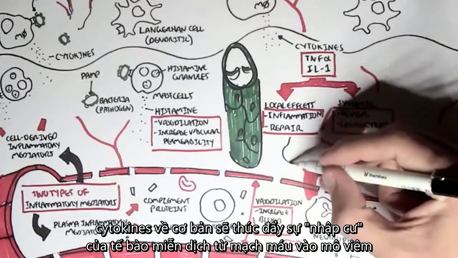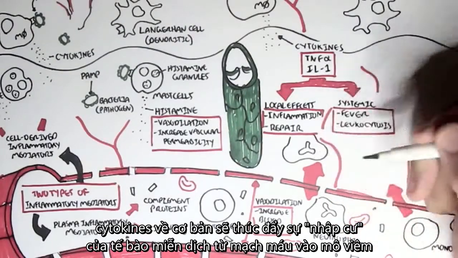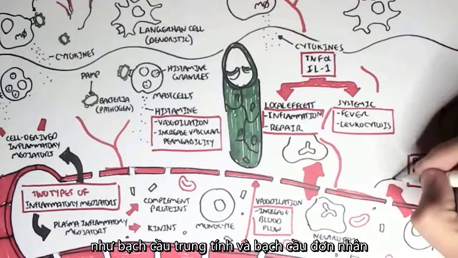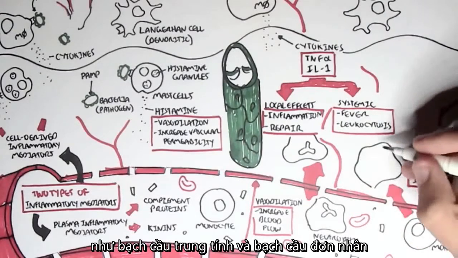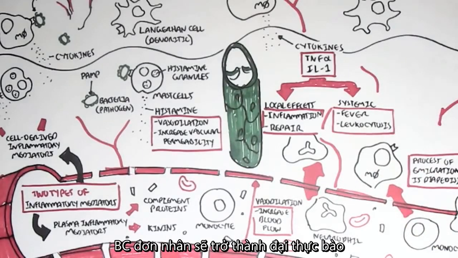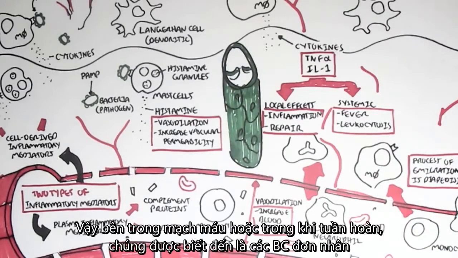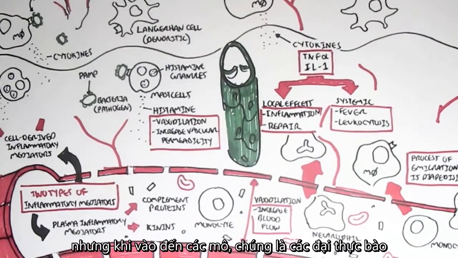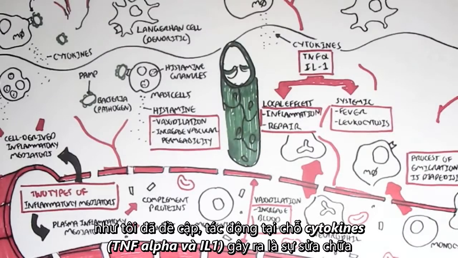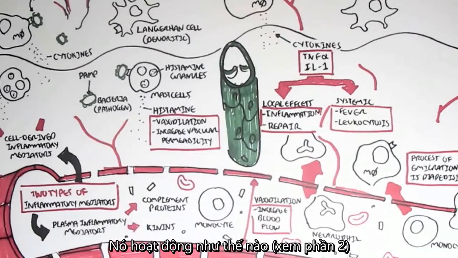So anyway, the cytokines will essentially also promote the immigration of immune cells from the blood vessels into the inflamed tissue, such as neutrophils and monocytes. When the monocytes move from the blood vessel into the tissue, the monocytes will become macrophages. So within the blood vessel, or while circulating, they are known as monocytes. But once they enter tissues, they are known as macrophages. So let's talk about repair too. As I mentioned, the cytokines TNF-alpha and interleukin-1, the local effect they cause is repair. How does it do this?